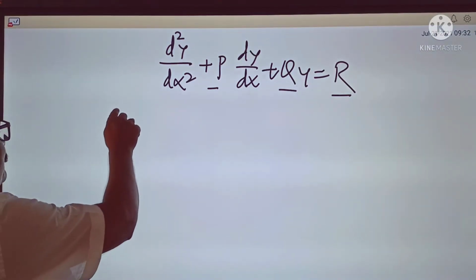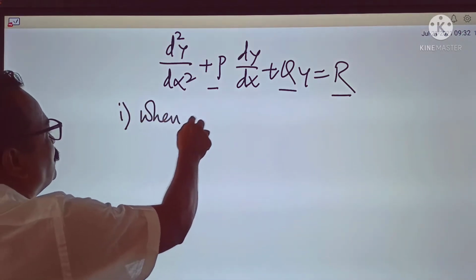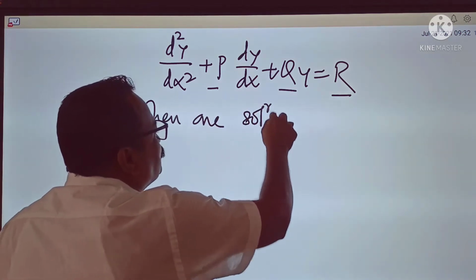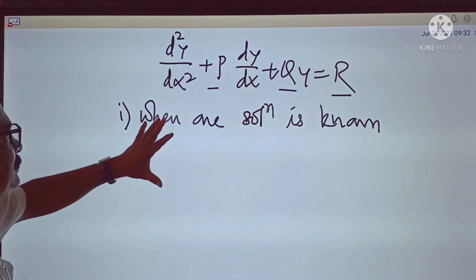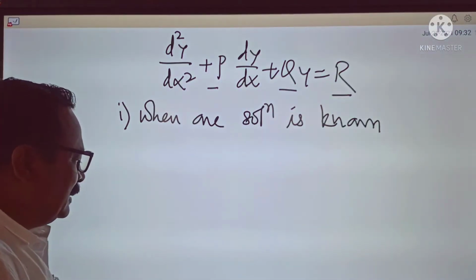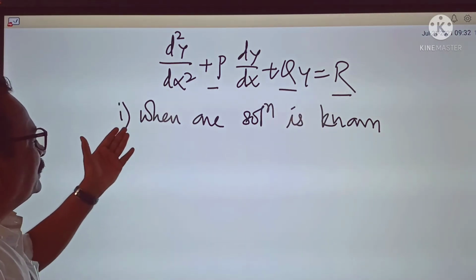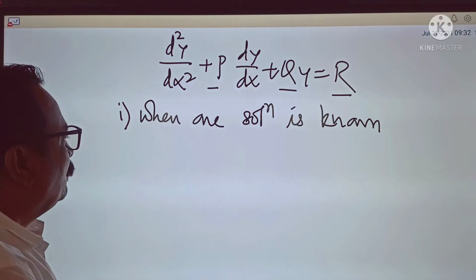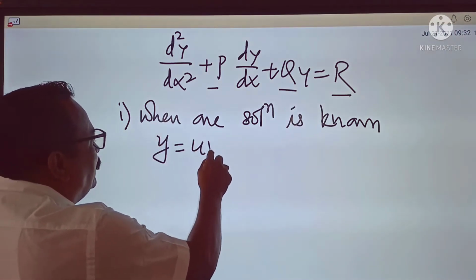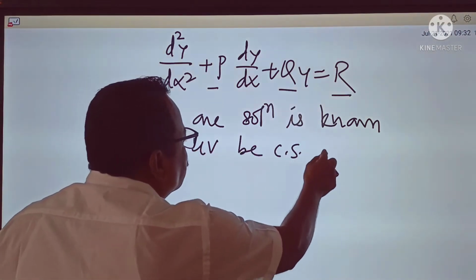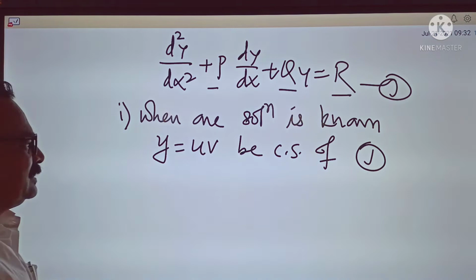Now we have seen the first method, that is when one solution is known. First of all, we revise what this method is. Listen carefully. We have to solve this one. The method is, when one solution is known, we assume that y is equal to uv is the complete solution of this equation 1.